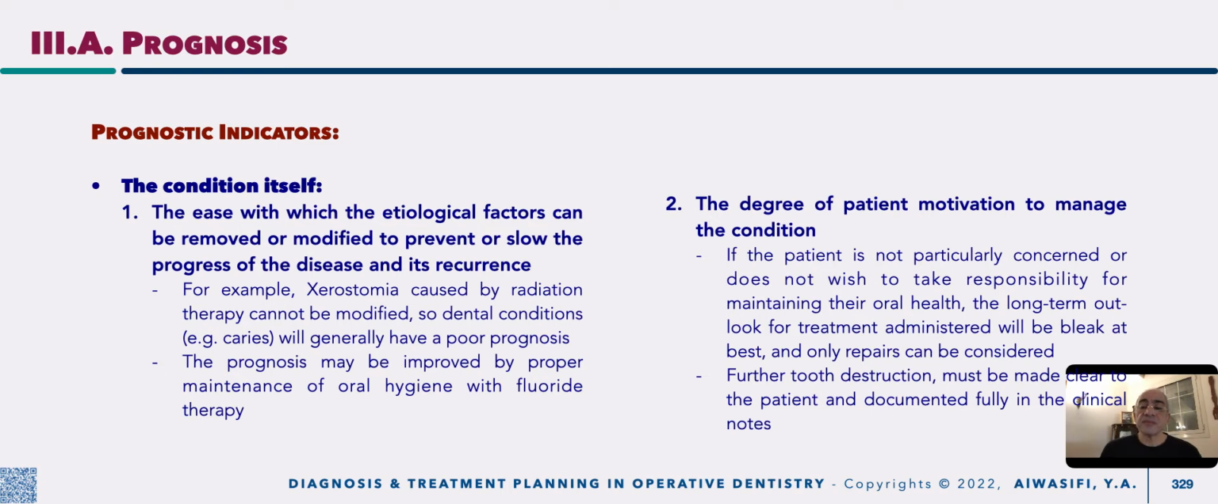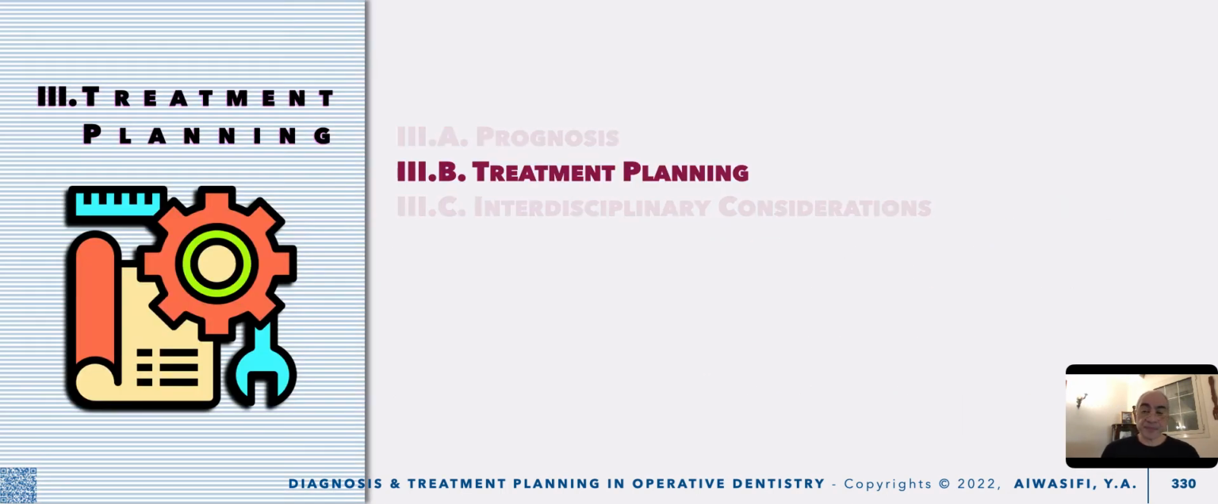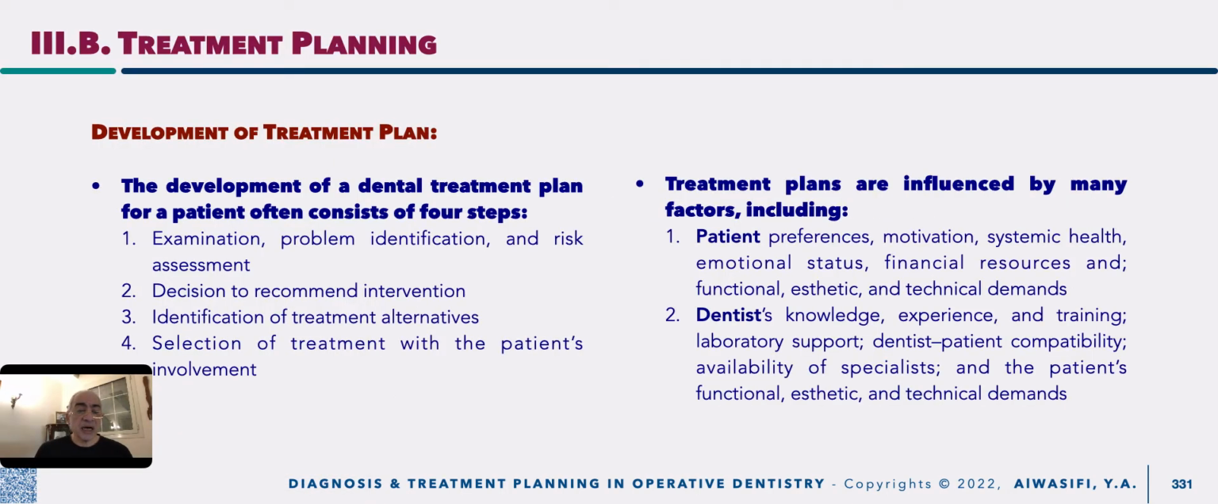Then comes treatment planning. To develop a dental treatment plan, you should follow four steps for gathering all the data. Number one: examination, problem identification, and risk assessment. This is what we discussed in 11 episodes before this one, including demographic data, history of the patient, and clinical examination of all items of interest in our diagnosis.